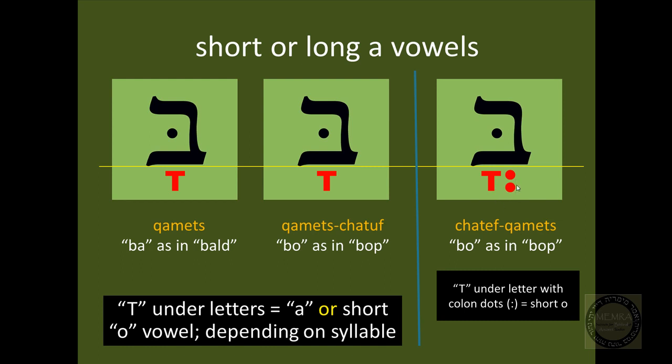Now over to the right, when you have the capital T sign partnered with the shva, when you have another compound shva, you have the chatef kametz, that is a short O sound. There's no ambiguity with that one. And that's the video on the vowels.